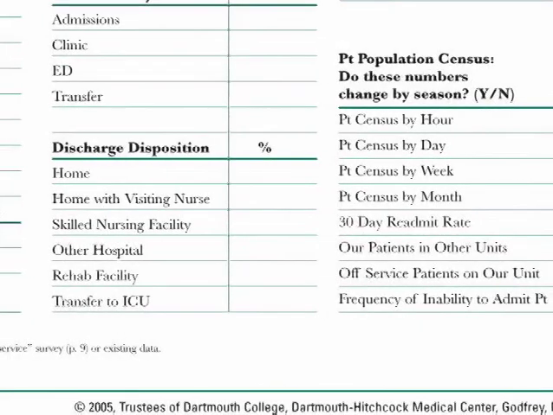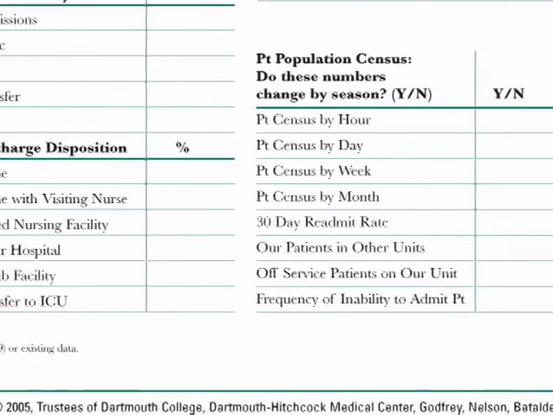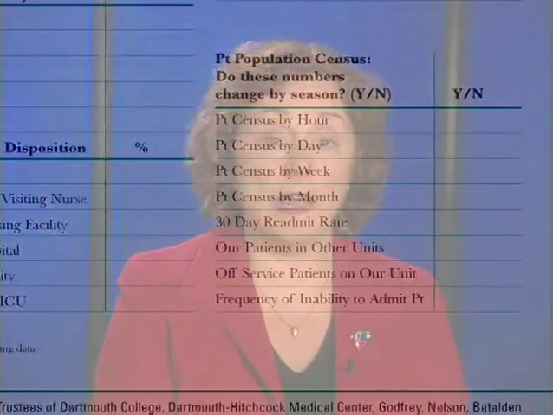Some of the important patient data aspects include: what is the age distribution of your patients? What is their living situation? What are your top diagnoses that you deal with regularly? Where are your patients discharged to? And by the way, what is your 30-day readmission rate? Other informative facts include: how often are your patients on other clinical microsystem units? And how often do you have patients from other units that overflow into your microsystem? And how often are you unable to admit new patients because of your census?